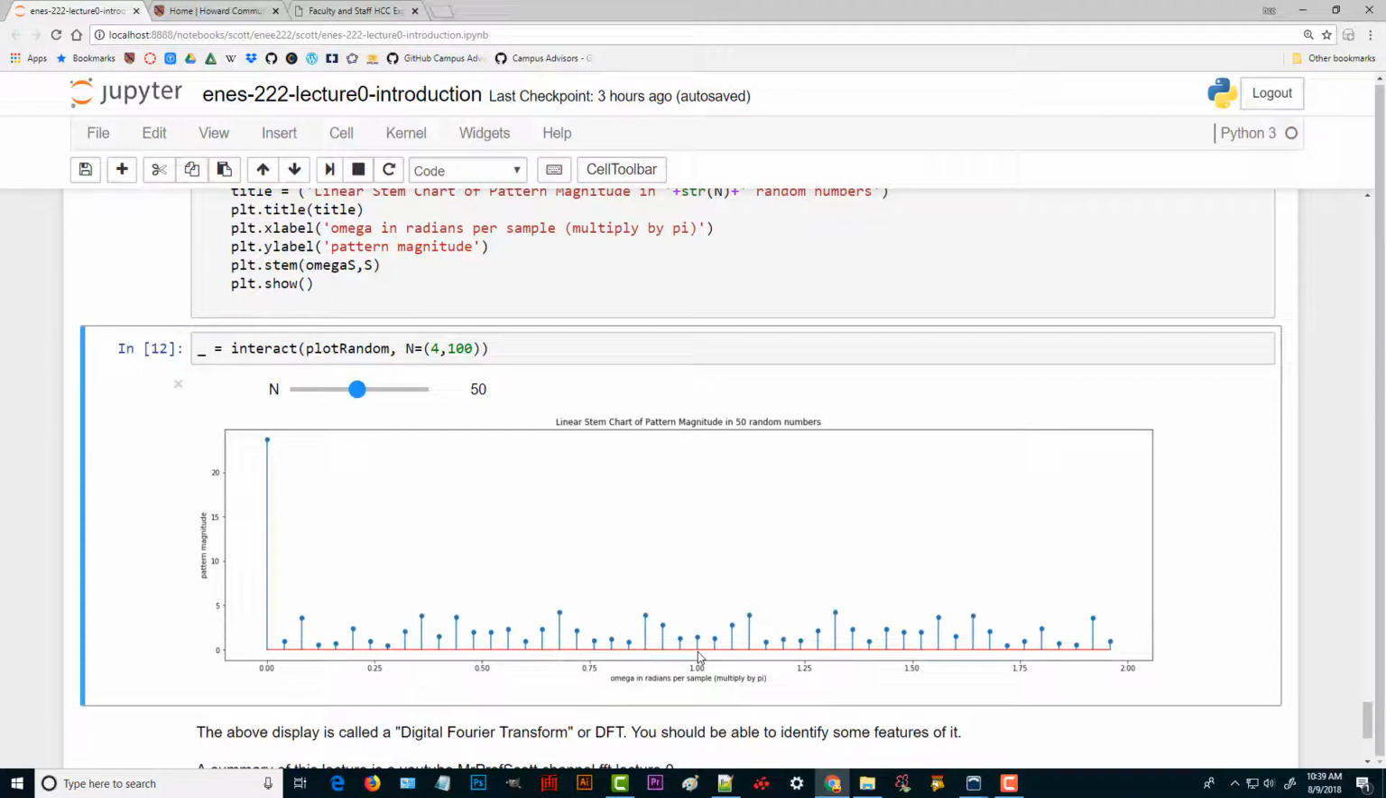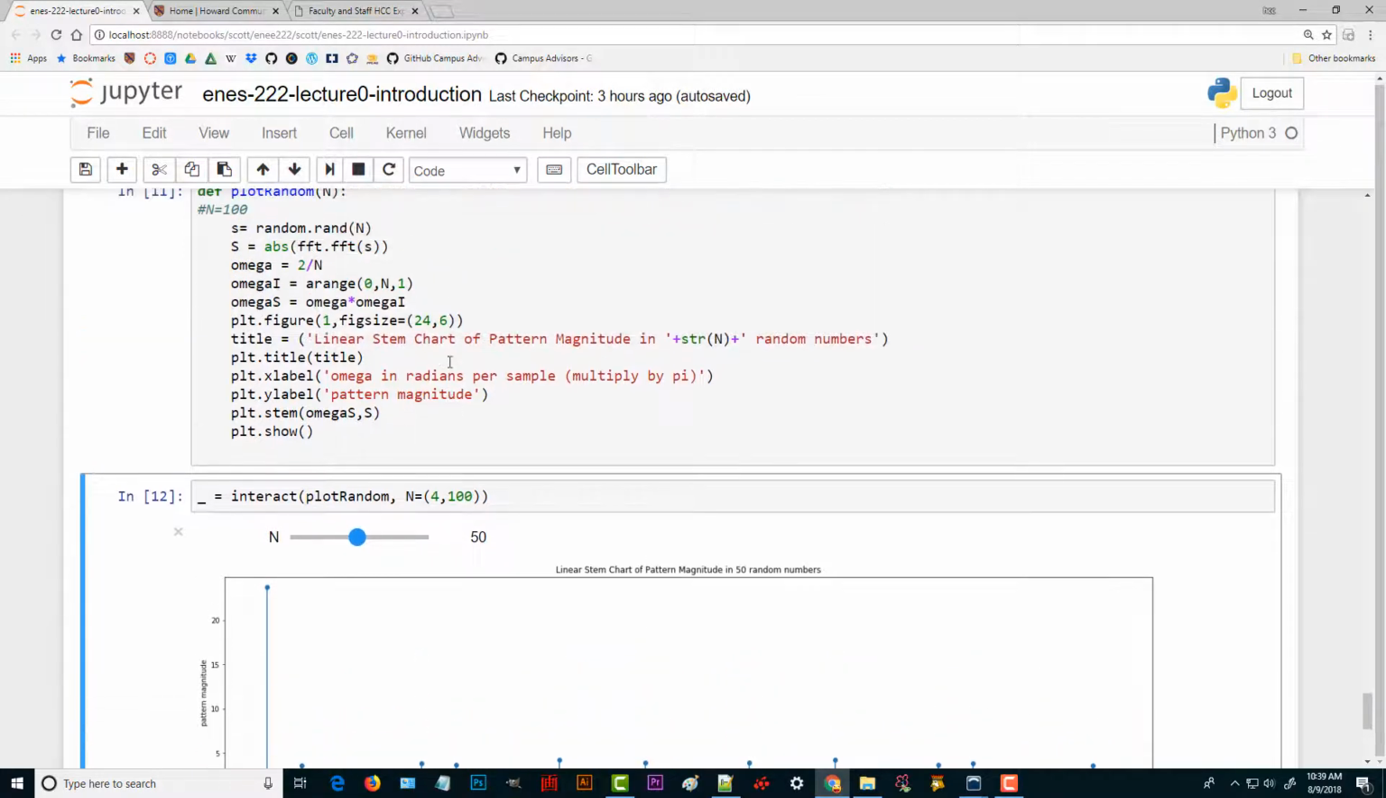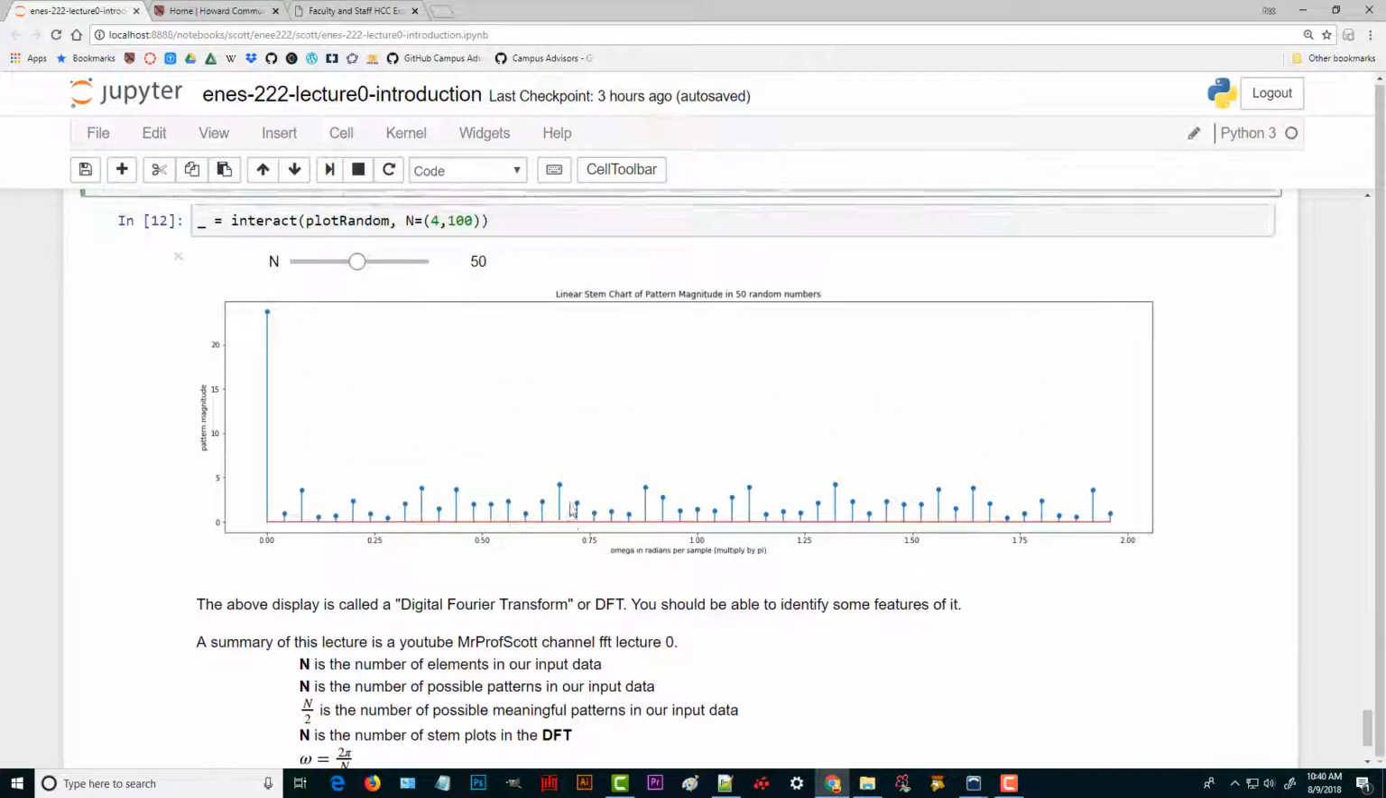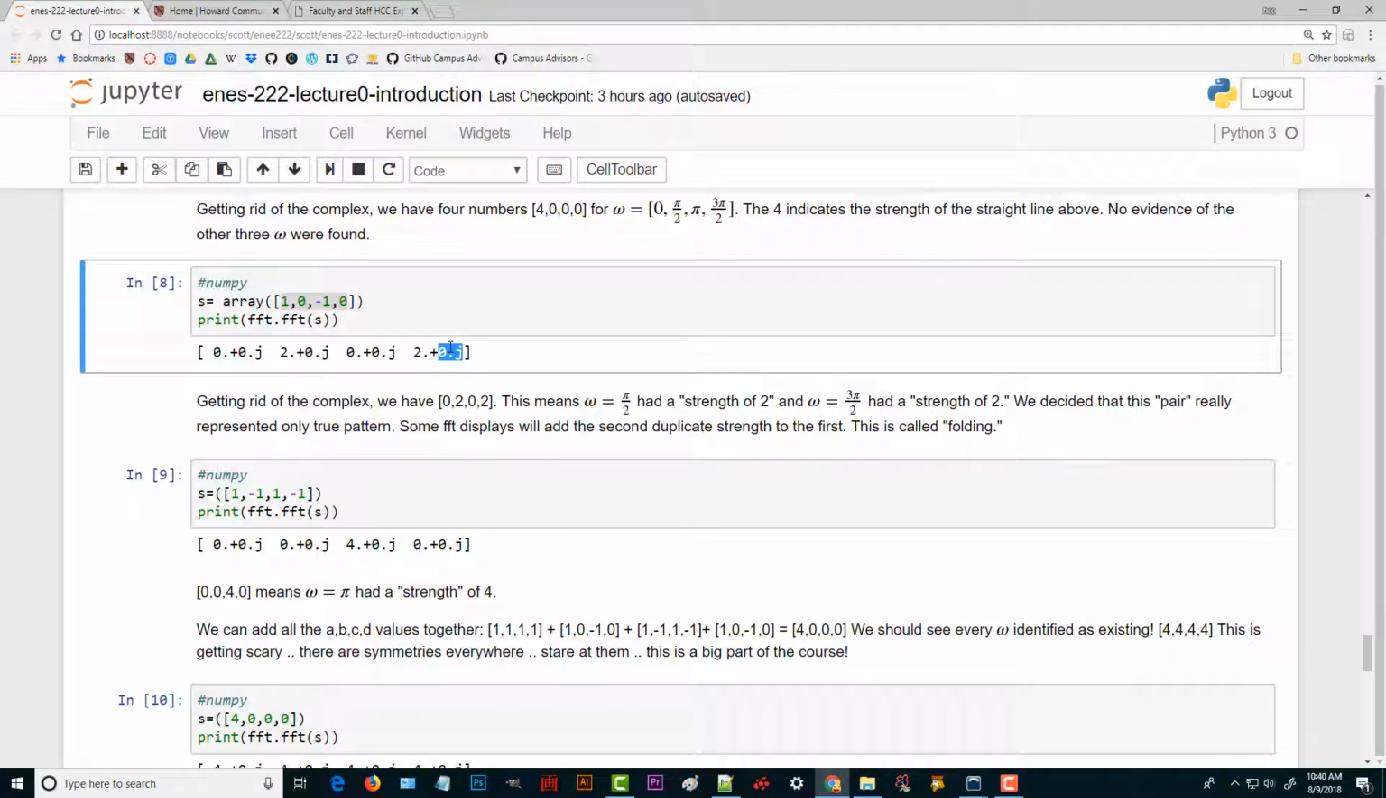So the next classes are all going to be about reverse engineering this FFT. And we start off by looking at the relationship between patterns and imaginary numbers.